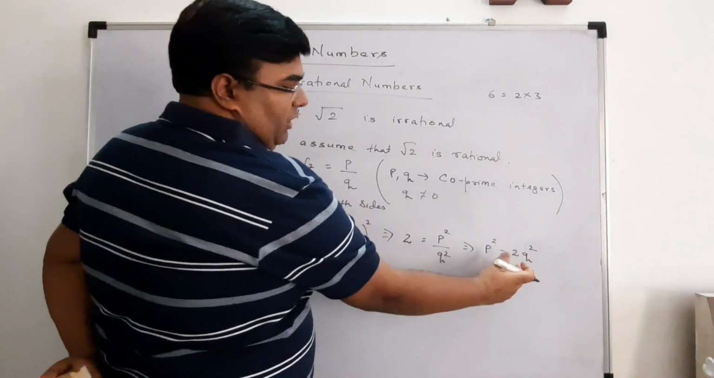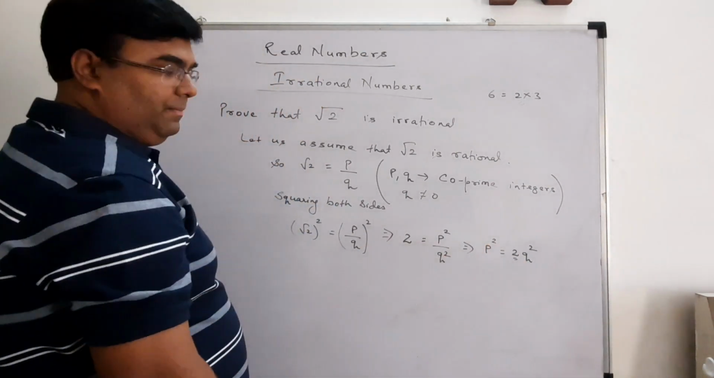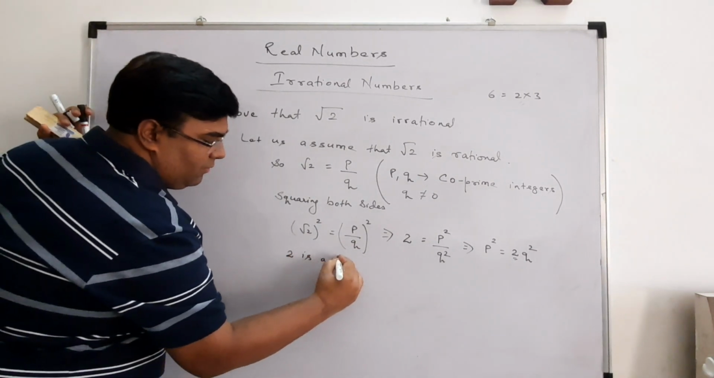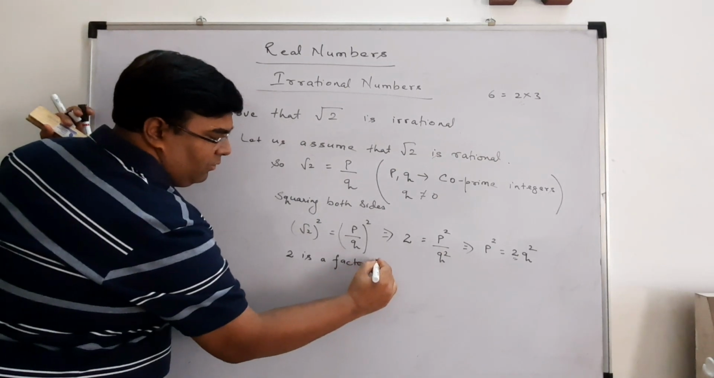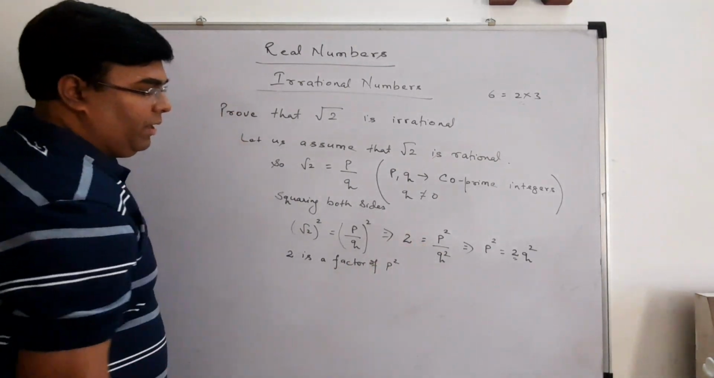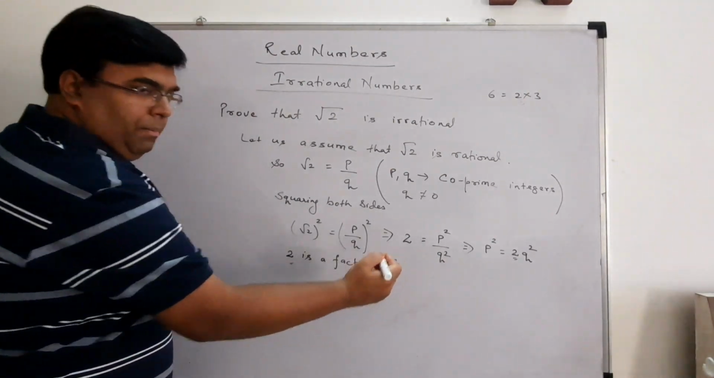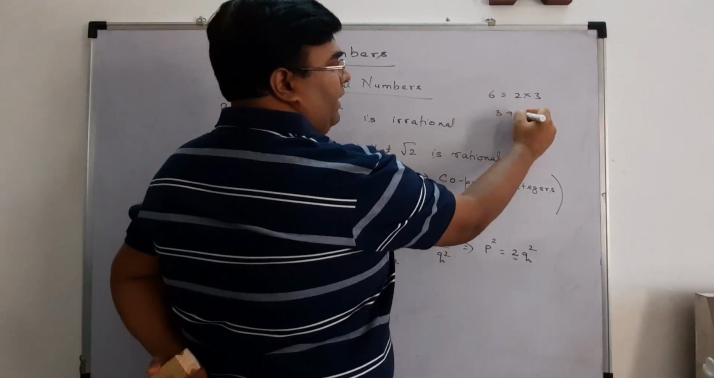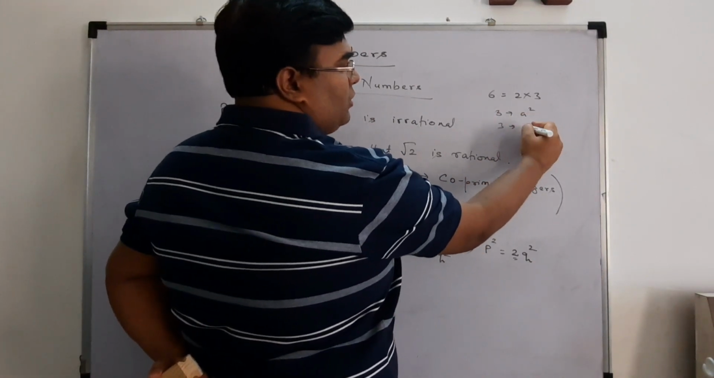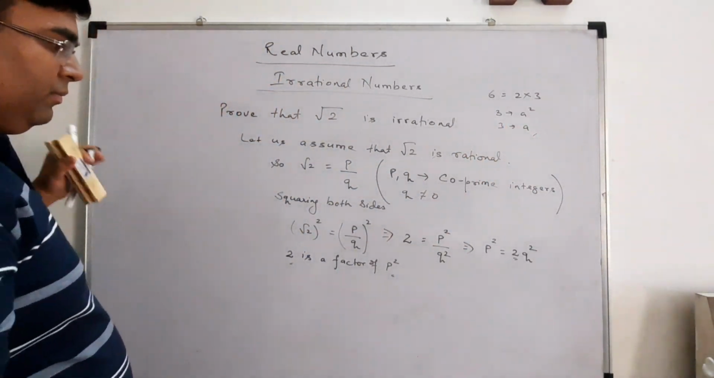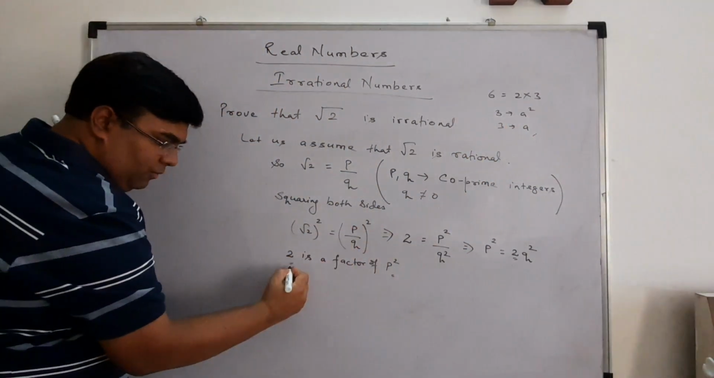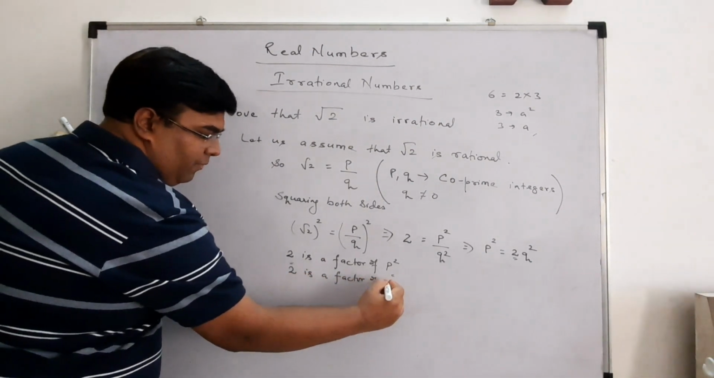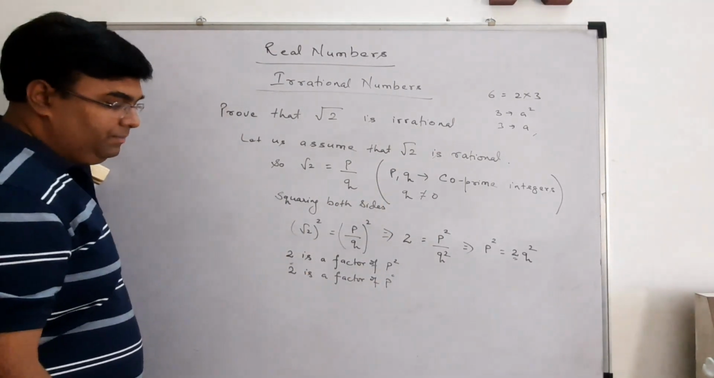So we can say here 2 is a factor of p square. So let's write 2 is a factor of p square. Now 2 is prime and p square is here. Again, in the earlier example, I had told you that if 3 can divide a square, 3 can divide a also. So 2 will be a factor of p also. 2 is a factor of p, right?